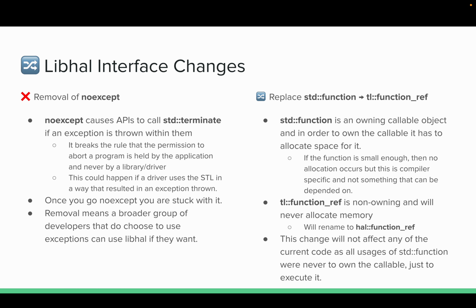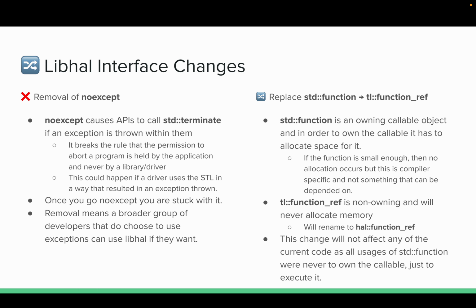So I had a conversation with Klaus Eagleberger on just the system design of libhal, and during that talk, we decided on a couple of things that he brought up that he believed were good things to fix and change in the code base when it comes to how we're doing our APIs. It came down to these two things. One is removal of no-except and replacing std function with function ref. It doesn't have to be exactly TL function ref, but I'll go into those details in a sec.